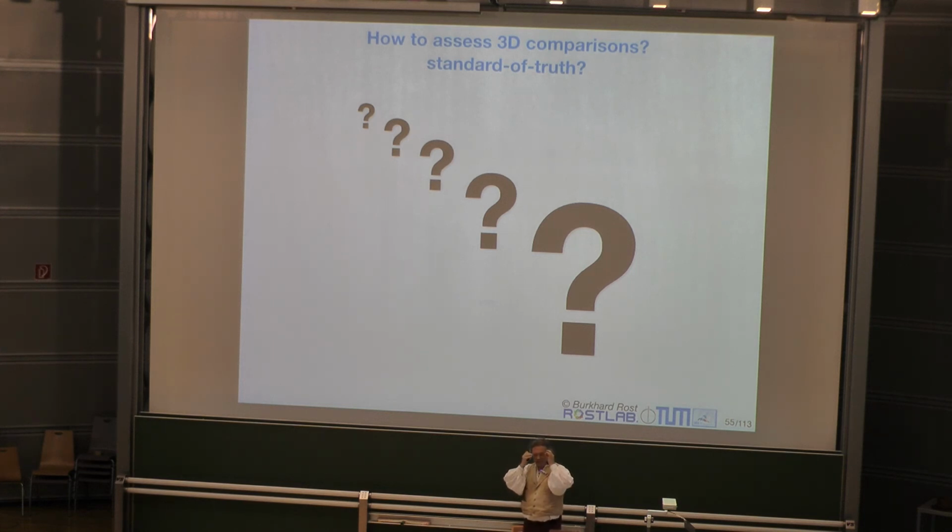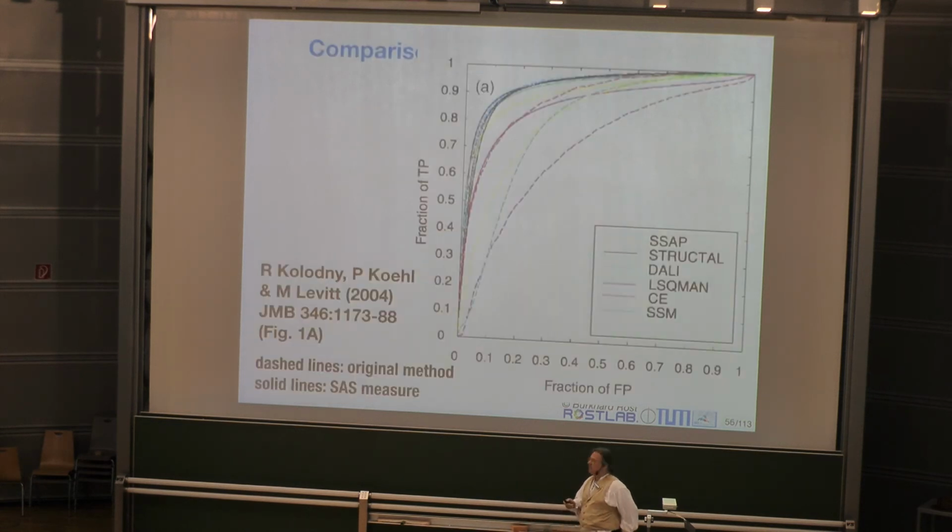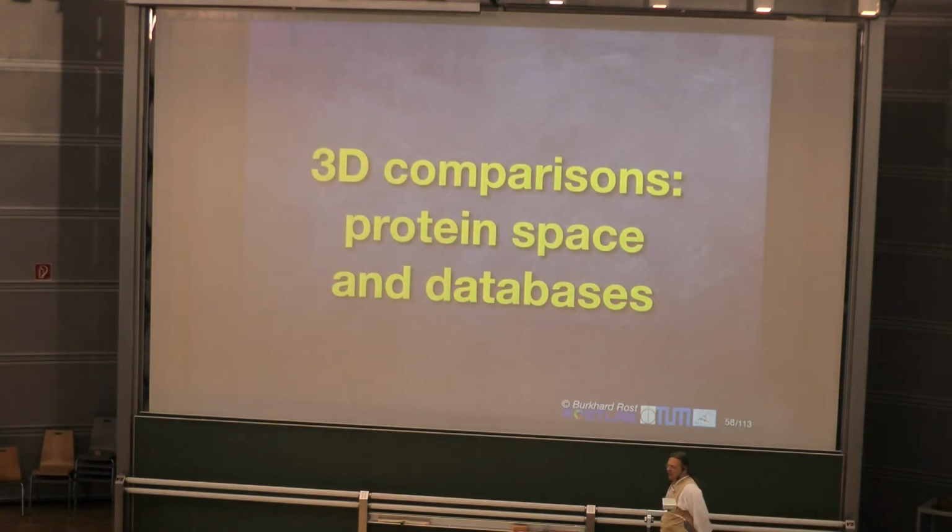That's one way of doing it, and in fact that is historically the way that has mostly been done, and that is largely behind this ROC curve here from Rachel Kolodny's paper. In this ROC curve you see a bunch of methods, and you see that there are differences, but you also see that there is a high density of many methods that are all pretty much up here. That's the only take-home message. Different methods, there are many good methods out there.